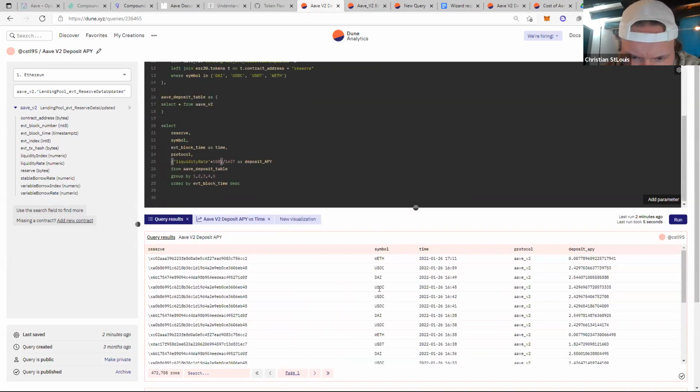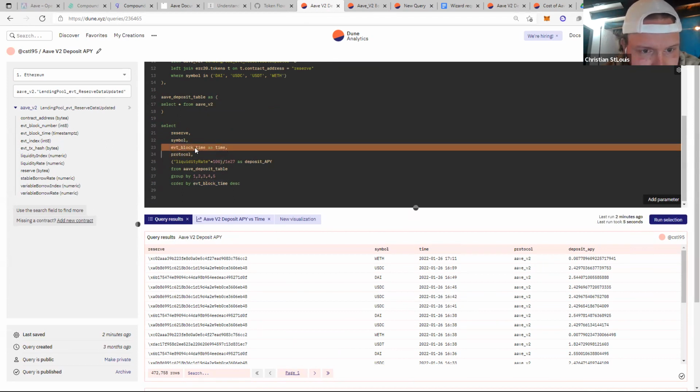And with this one, it seems like these are happening, like the deposit APY is changing, I guess, more frequently maybe. It seems to not be by block, which is weird because we're pulling the EVT block time as time, which I imagine was only the exact time when a block was executed, but I actually might be wrong about that definition because, for example, you can see that a block time was 1711 today.